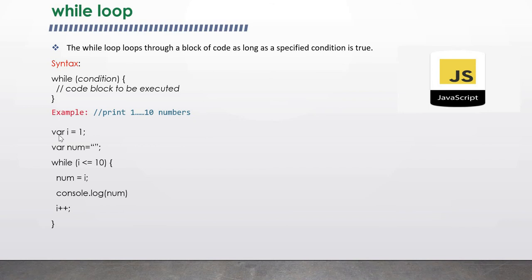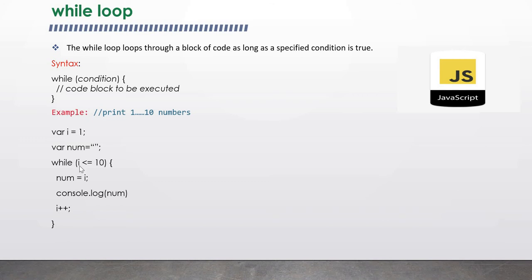So we can have a variable i, and since we have to start from 1, we put the starting value, which is 1. We assign that 1 to i, and then we have another variable, num, which is empty, so there is nothing in it. Then we're saying while i is less than or equal to 10. Because we have to run the loop from 1 to 10, that's why we said i less than or equal to 10.